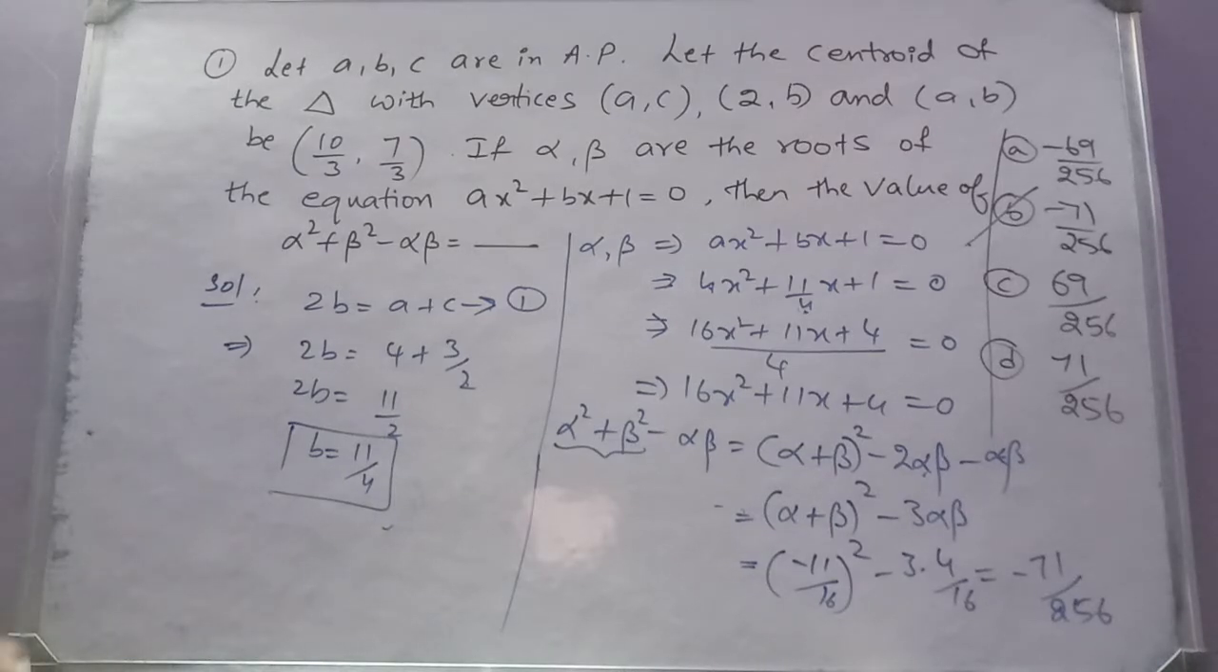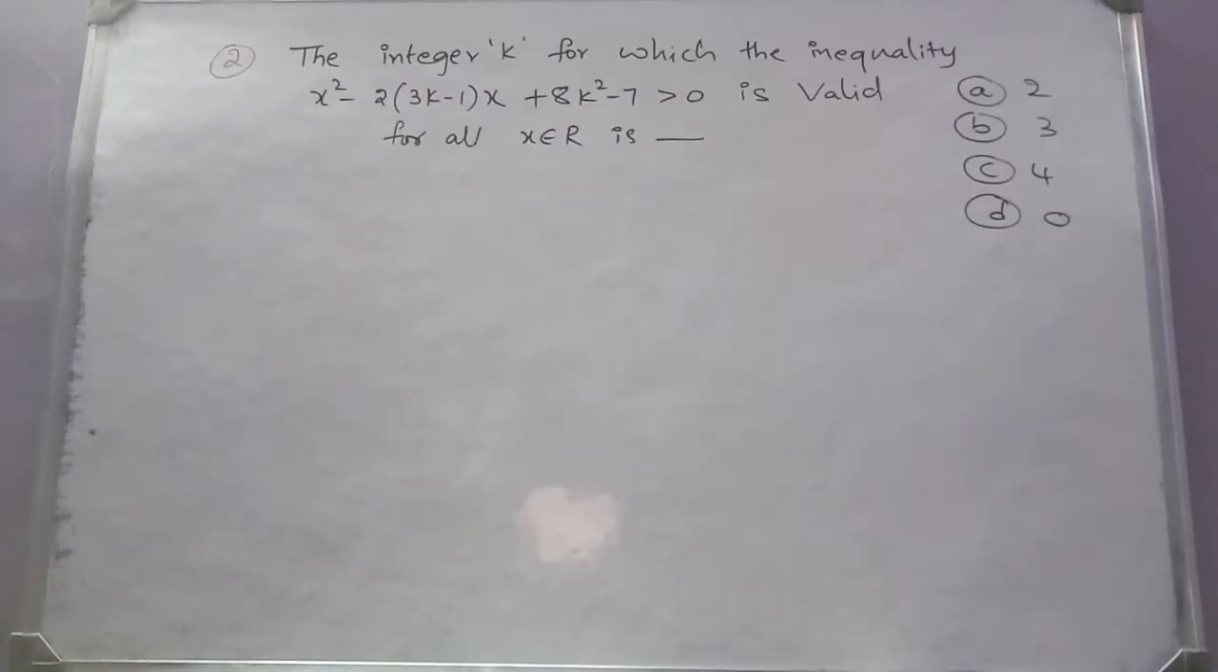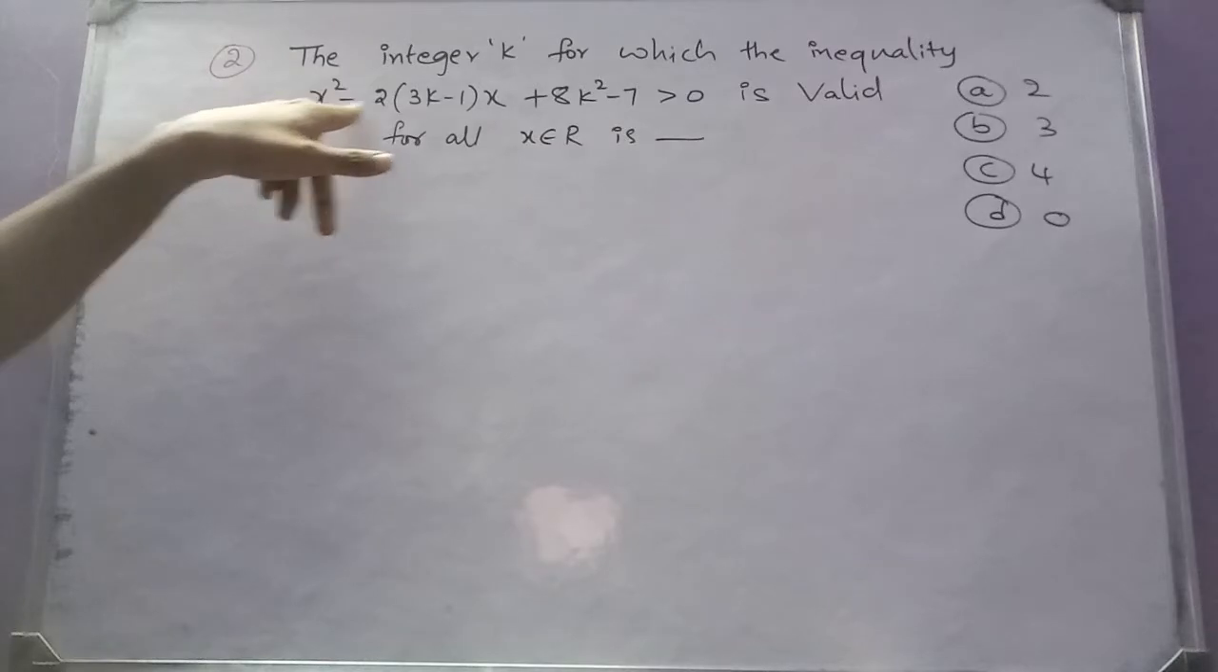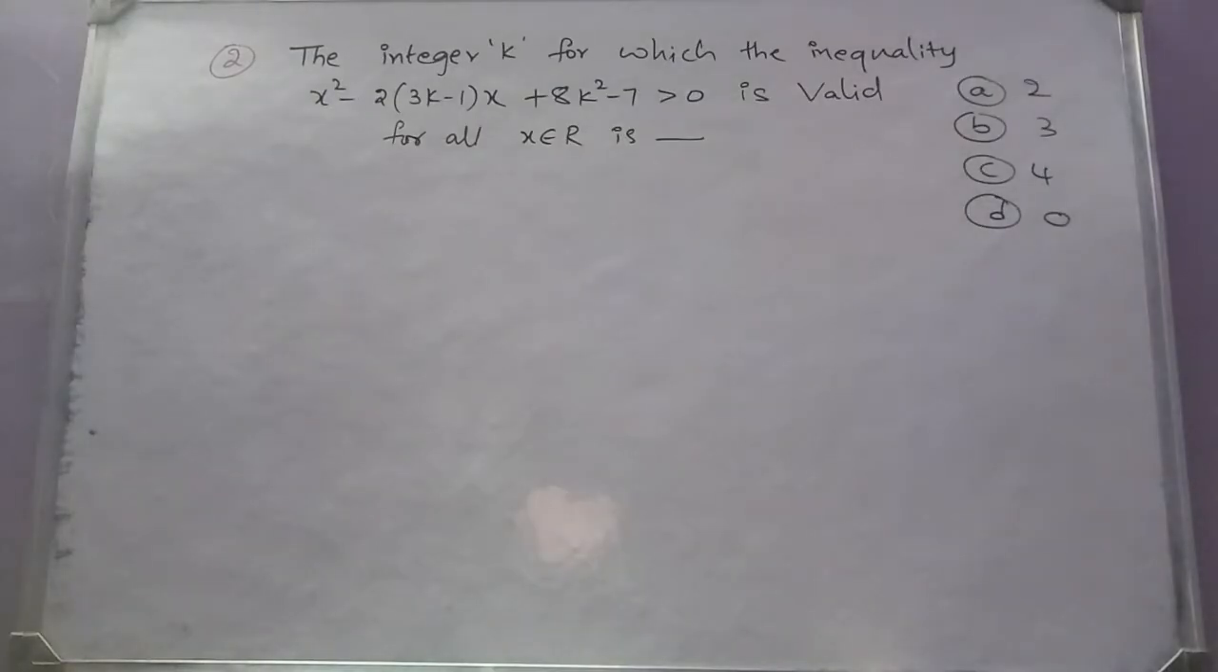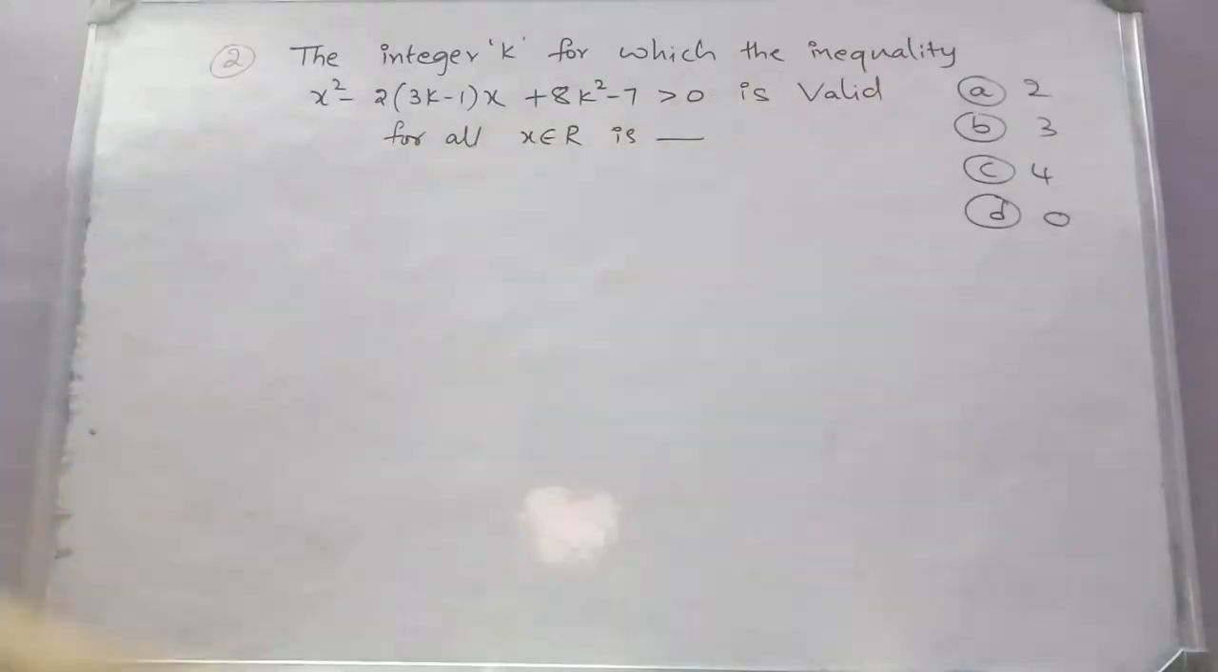So I hope that you felt the process is easier, right? We'll go to the next question. Here we are with our next question. The integer k for which this inequality is valid for all x belongs to R is. So, and those are the 4 options.